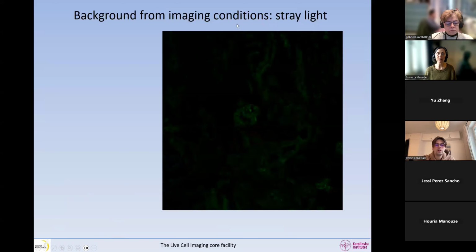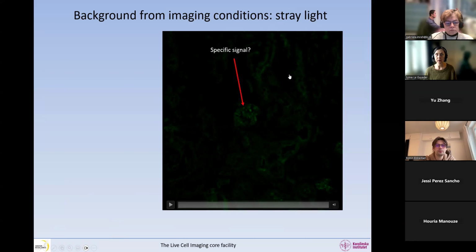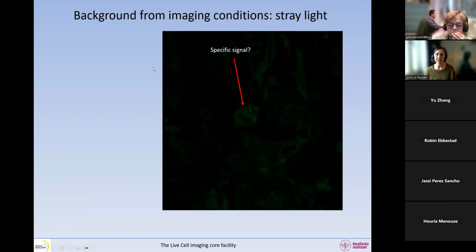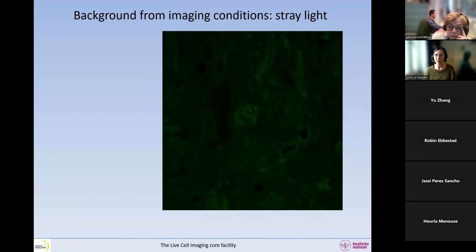And the background can also come from the imaging condition. And one thing is stray light. So for example, we have this image. Is this a specific signal? Well, let's have a look at this little time lapse of the thing. Wow, what's going on in there? Right?